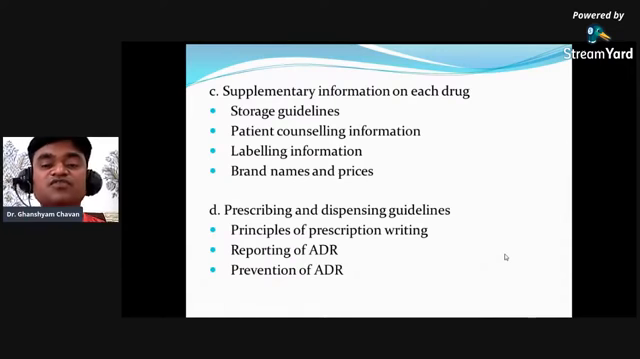Some drugs require storage at below 0 degrees Celsius. Some drugs need to be stored below 8 degrees Celsius. Some should be maintained at room temperature, meaning below 30 degrees Celsius. And some drugs don't have any issue regarding temperature or humidity.